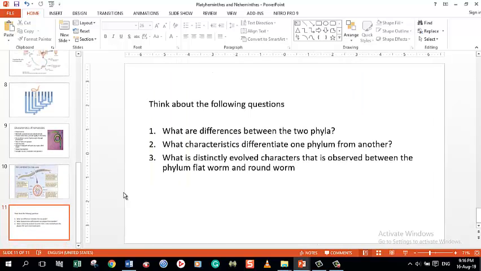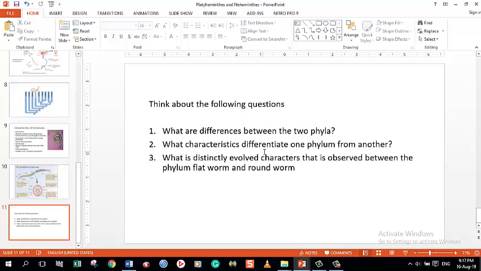With that we have come to an end of discussing the platyhelminthes and nemathelminthes. So let's look at some questions. Please think about this question. What are the differences between the two phyla, nemathelminthes and platyhelminthes?